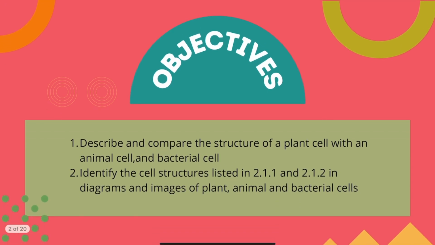First is to describe and compare the structure of a plant cell with an animal cell and bacterial cell. Number 2, identify the cell structures listed later on in the discussion in diagrams and images of plant, animal, and bacterial cells.